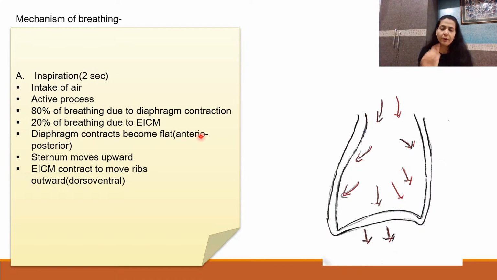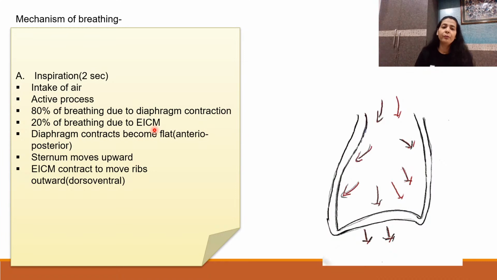So 80% of your breathing is because of contraction of the diaphragm. The remaining 20% is because of external intercostal muscles. Then why do we have internal intercostal muscles? They are not involved in normal inspiration. We are talking about normal breathing.